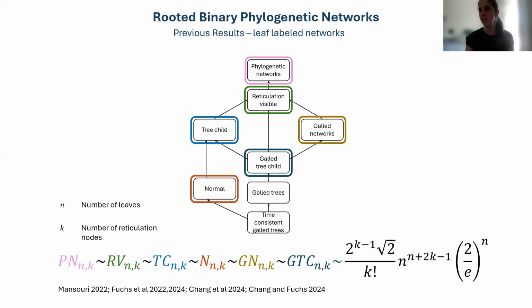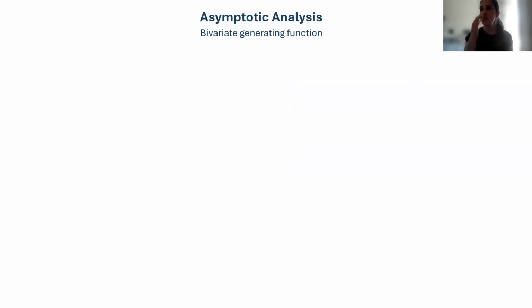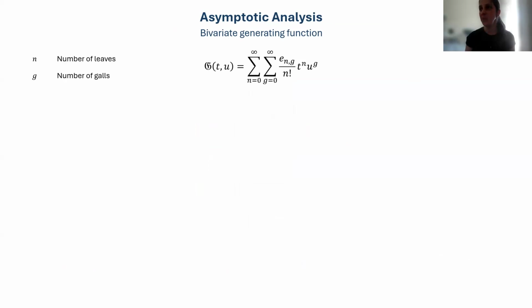So I'm going to now show you the results that we did on the time-consistent gold trees. For completion, we're also working on general gold trees. To do that, we'll first look at the derivation of the generating function. So first, the bivariate generating function. Again, we denote by N the number of leaves, and here we are counting the number of golds by G. And we have the bivariate generating function.